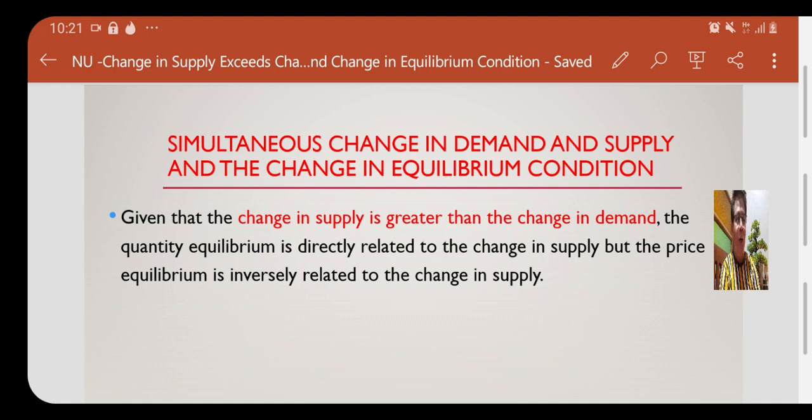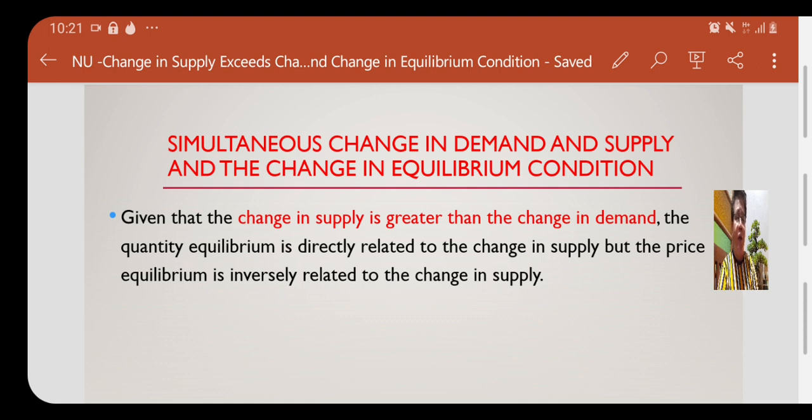that is to say that the amount of change in supply is bigger than the amount of change in demand. Like if both the supply and demand increase, and let's say we have an increase in supply by 10 units, while the increase in demand is only 5 units. So the increase in supply in this particular situation exceeds the increase in demand.